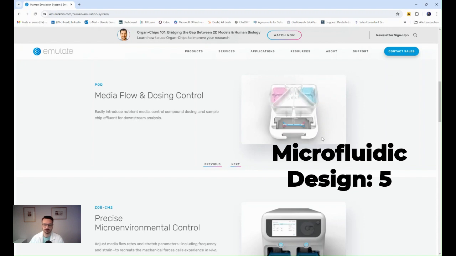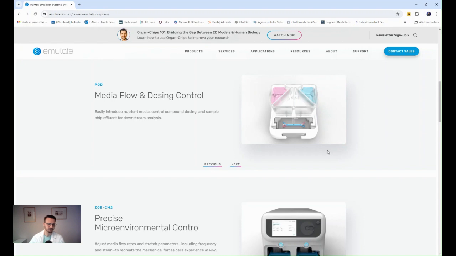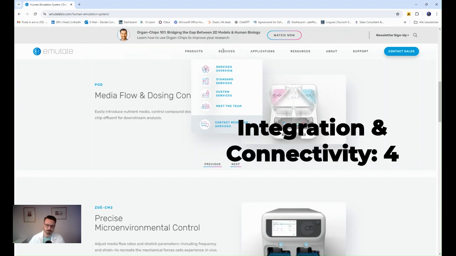In terms of integration and connectivity, here we are a little bit below. You can set up different models and different organs on the same chip, but it's definitely limited compared to other models, where you don't have that much possibility to customize the model. I would say the limit would be a 2. Probably it's just limited to the creativity. If you talk with the team, they will help you obviously set up the proper model depending on your application. But in this case, I would just stay with the 4.